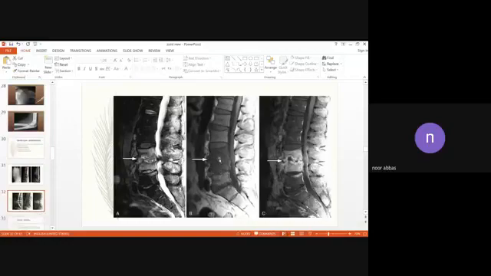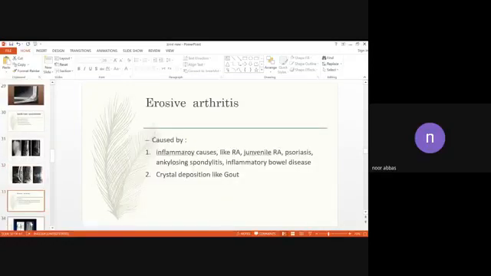This is edema. This is the involved disc, with edema appearing hypointense on T1 and hyperintense on T2. And after giving contrast, there will be extensive enhancement of the involved bone and the disc space, with the possibility of formation of paraspinal collections and abscesses.